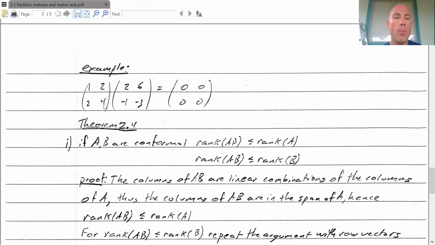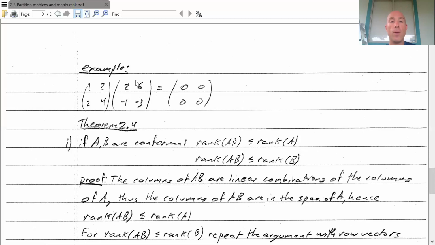Let's look at these two columns. 1, 2, and 2, 4. If I multiply the first one by 2, do I get the second column? Yes, I do. Okay, so what's going on is that this is a rank 1 matrix. This column is kind of like redundant, right? All right, if I look here, 2, -1, and 6, -3. If I multiplied the first column by 3, do I get 6, -3? Yes, I do.